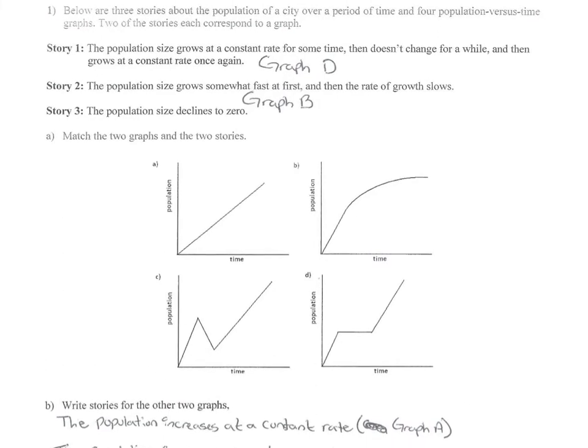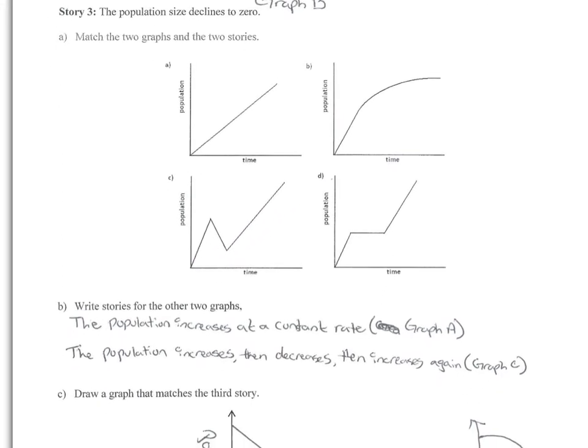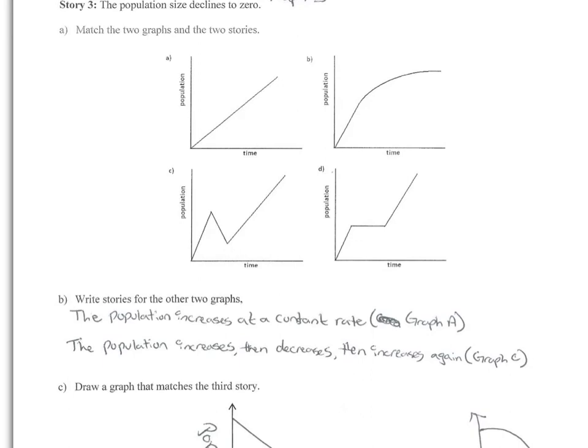Part B says write stories for the other 2 graphs. Well, we didn't use letter A. Letter A, the population's just increasing constantly over time. Letter C, the population increases, then decreases, then increases again over time. And that's what you'll see I have listed here. Again, the population increases at a constant rate for graph A. The population increases, then decreases, then increases again for graph C.